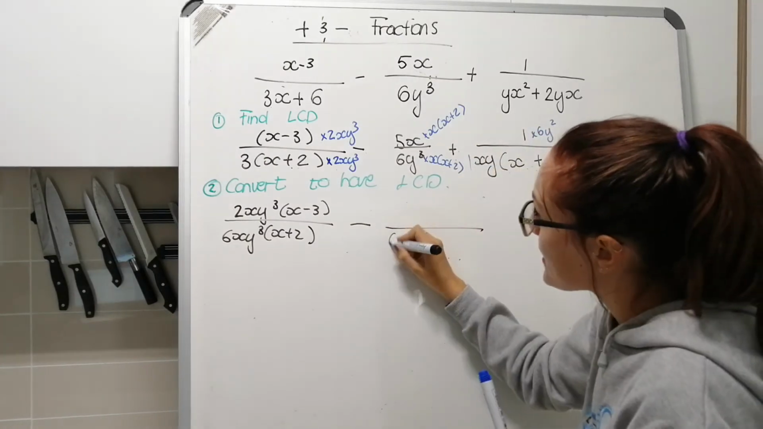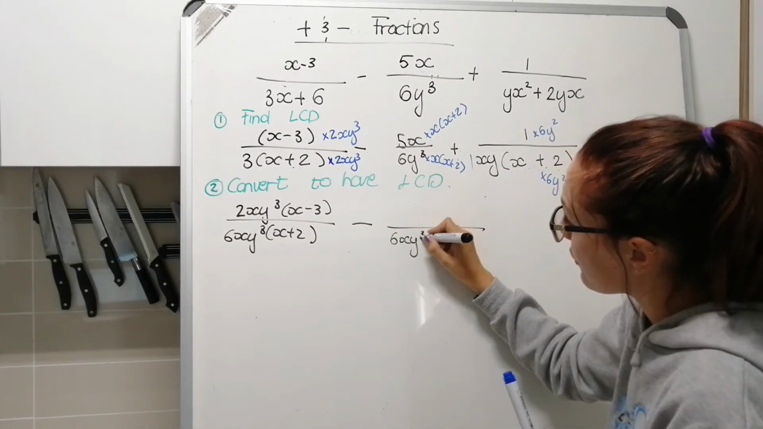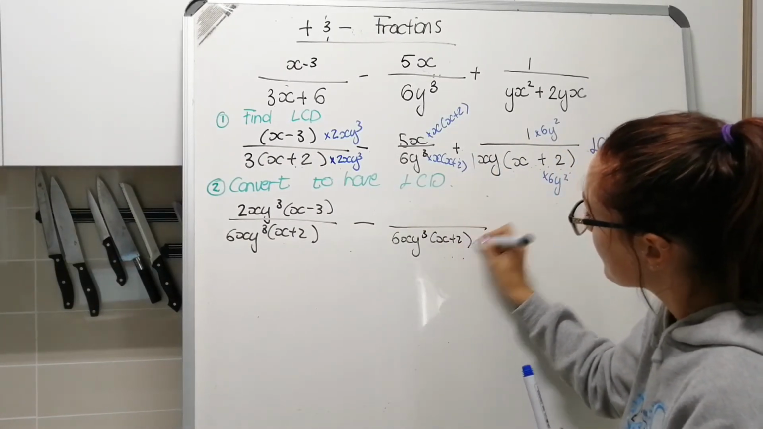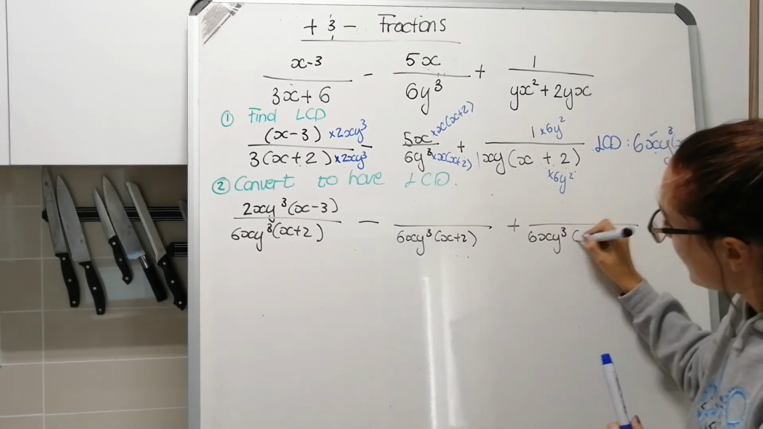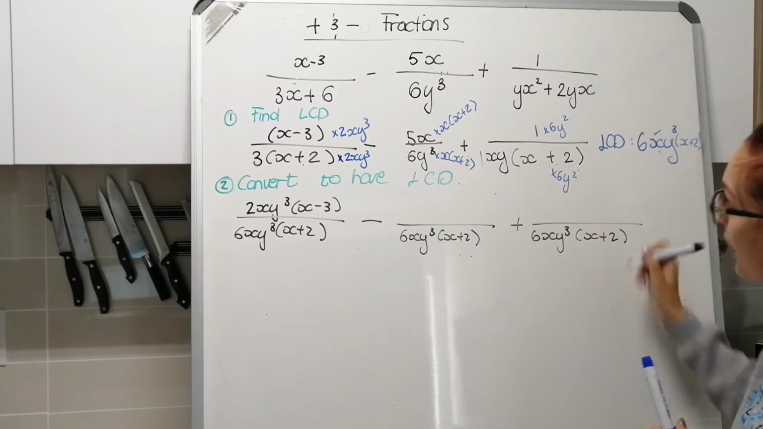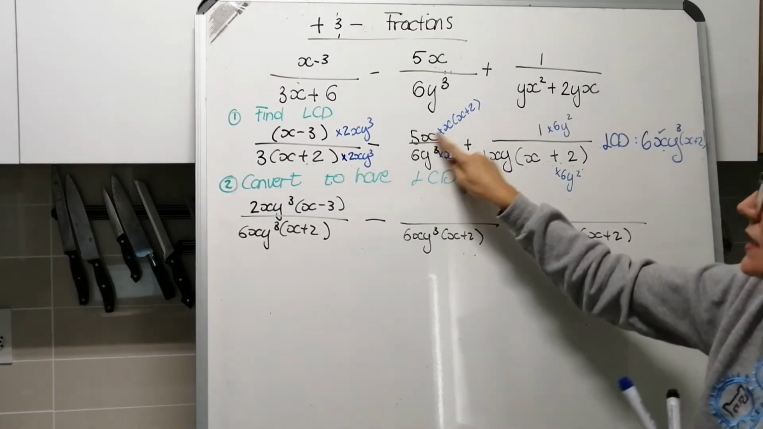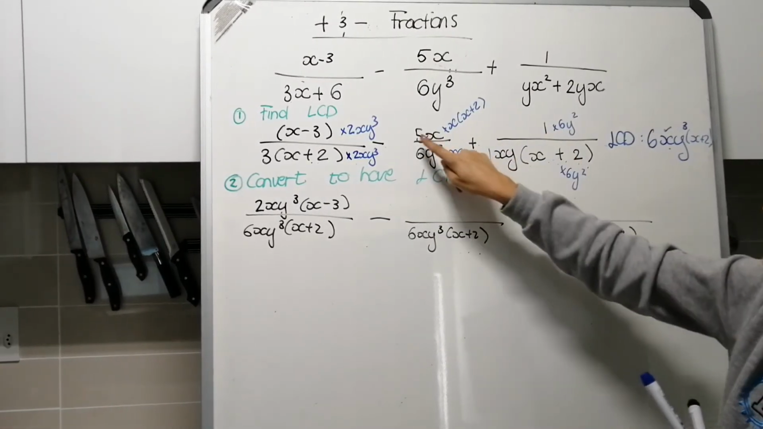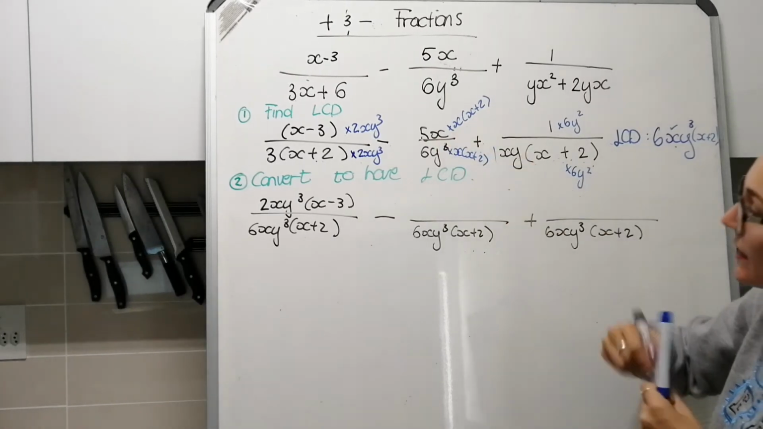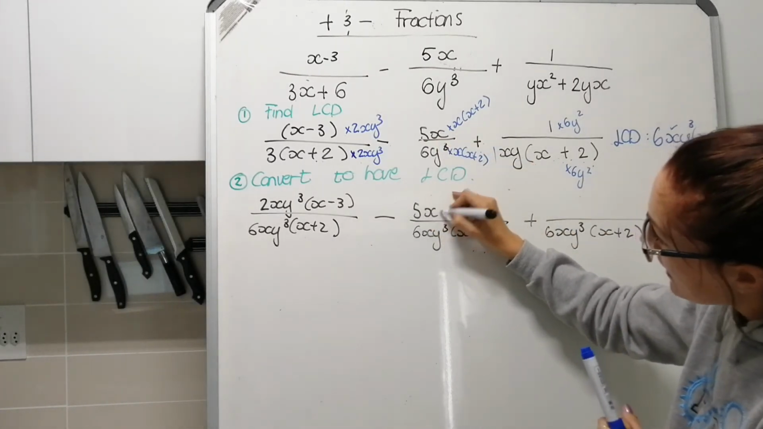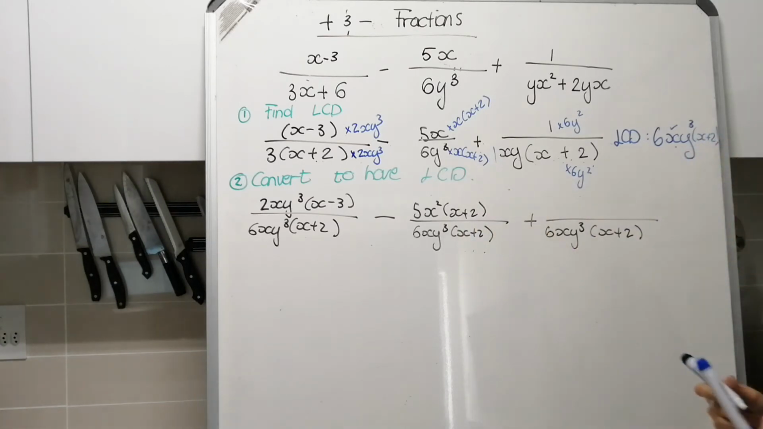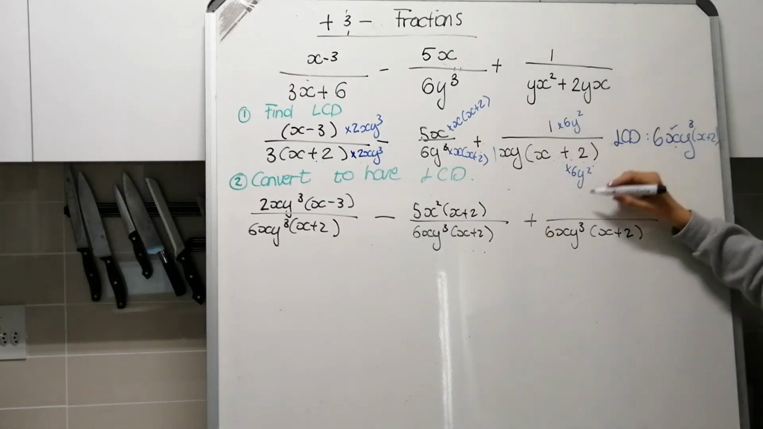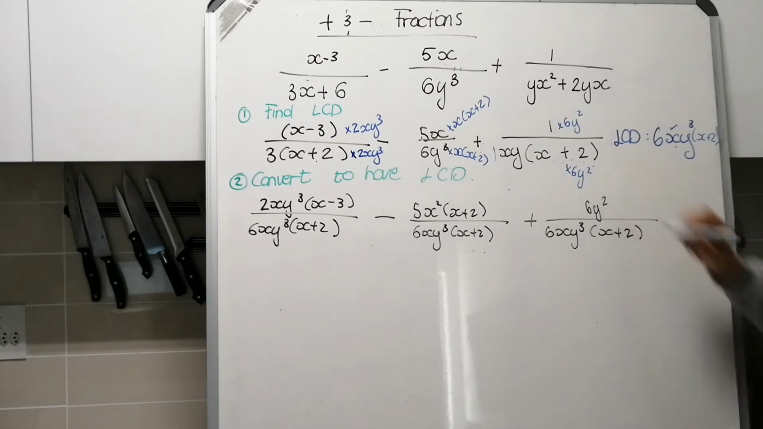These fractions are all going to be over the LCD, so I'm actually going to go and write it in now. Okay, so my second fraction, the numerator I was timesing by x plus 2, so 5x times x is 5x squared, and then my brackets x plus 2. Okay, and then my third fraction, this one's easy. 1 times 6y squared is just 6y squared.